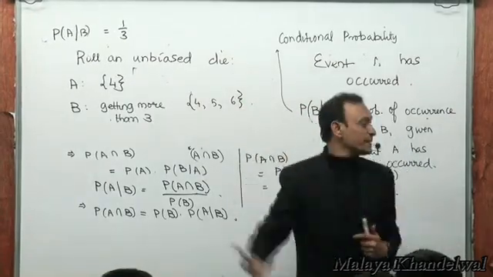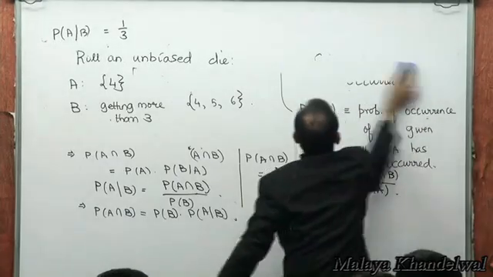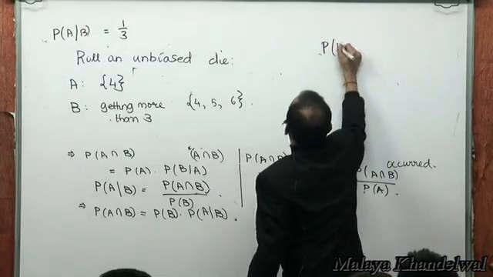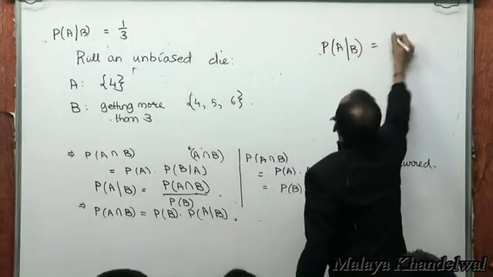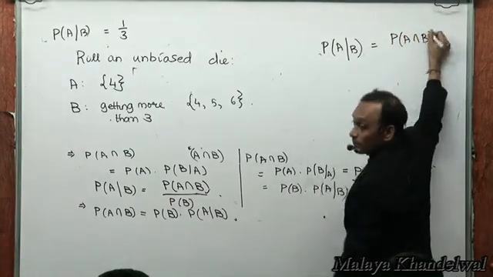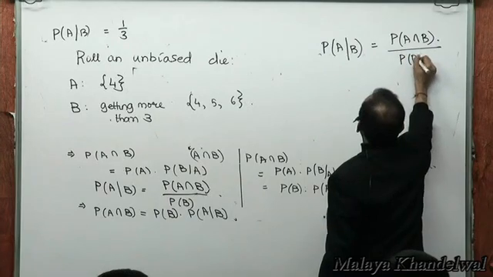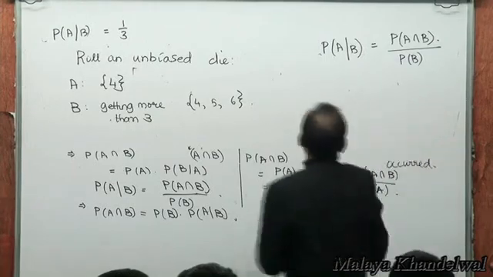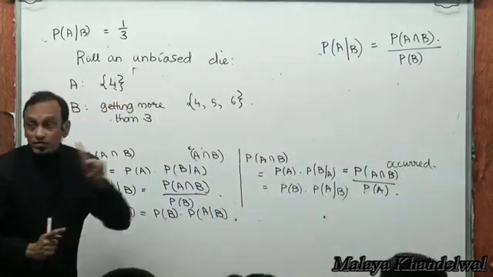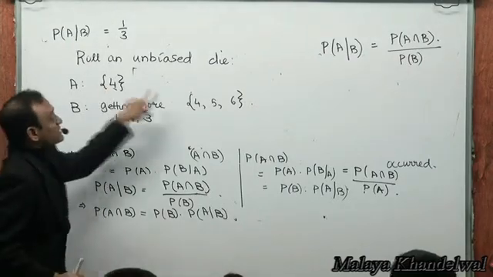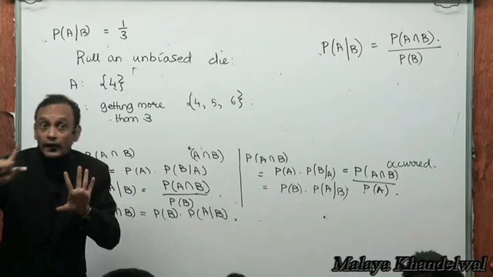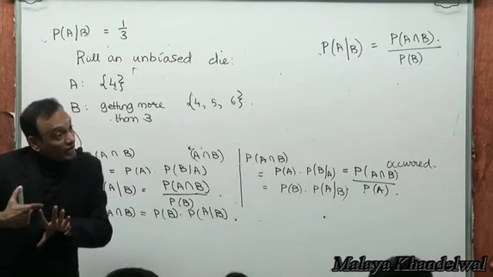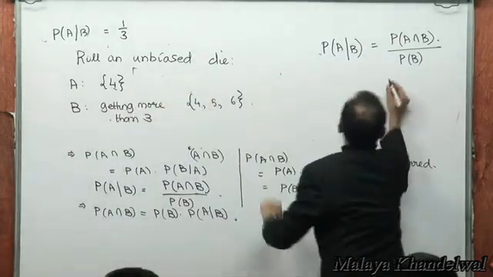Now from a notational perspective, the probability of A given that B has occurred is the probability of A intersection B divided by the probability of B. Yes or no? Now A intersection B has one element, which is 4. And the probability of getting that 4, that means A intersection B, would be 1/6.